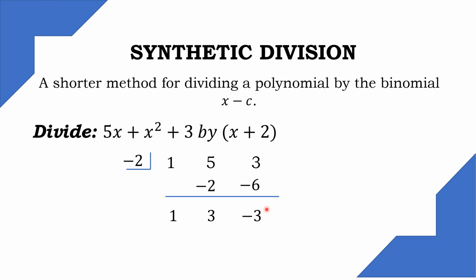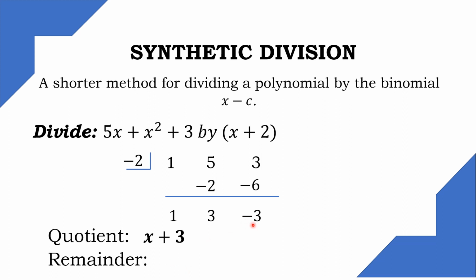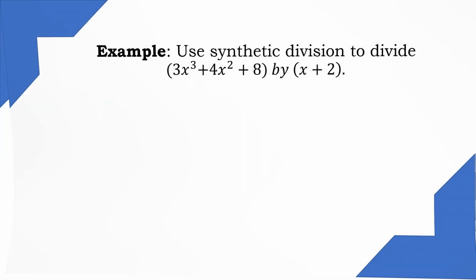So for us to write the quotient, we have to take note that the degree of the quotient is 1 less than the degree of our dividend. So since the dividend is x squared, it means that the quotient is only x. So it means that the quotient can be written as x plus 3. While, of course, the remainder is the last coefficient here. So the remainder is negative 3. So remember that we have here the same answer using the long division.